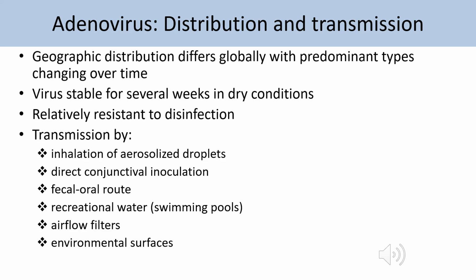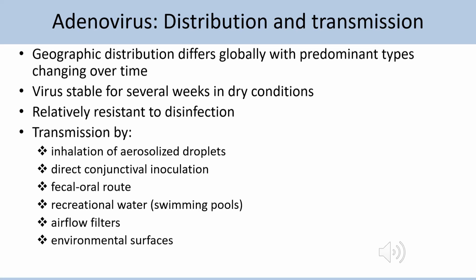Recreational water such as swimming pools can be a source of infection, particularly in summer months when swimming pools are crowded. Airflow filters and other environmental surfaces can be a source of contamination as well.